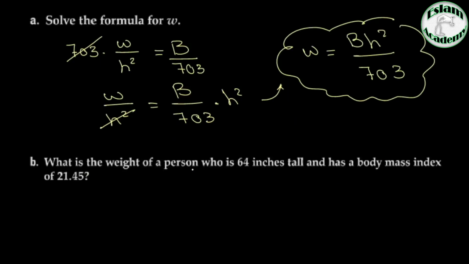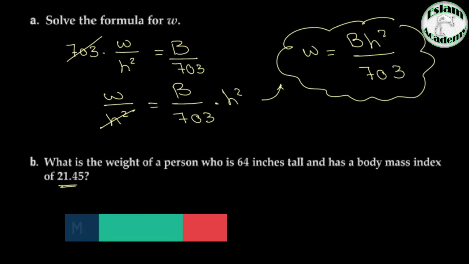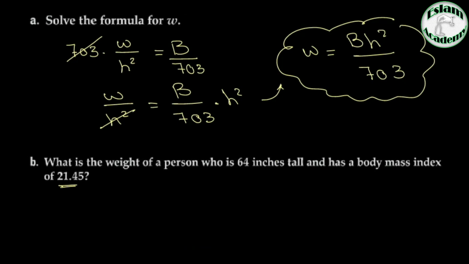Number 2. What is the weight of a person who is 64 inches tall and has a body mass of 21.45? You will find this question in the SAT. You will find two questions related to the same information. The first one, we need to solve for one of the variables. The second one, we use this equation to find the missing information.